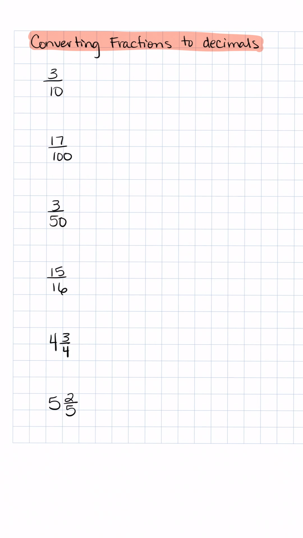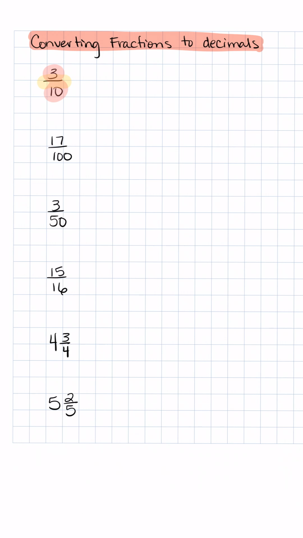Class, today we're looking at converting fractions to decimals. There's two ways that we can look at this. This line right here, the fraction line, is basically saying divide. So this is saying that we want to know how many times 10 goes into 3. And that will give us a decimal.